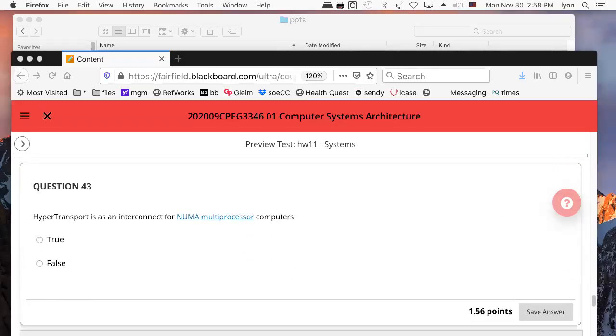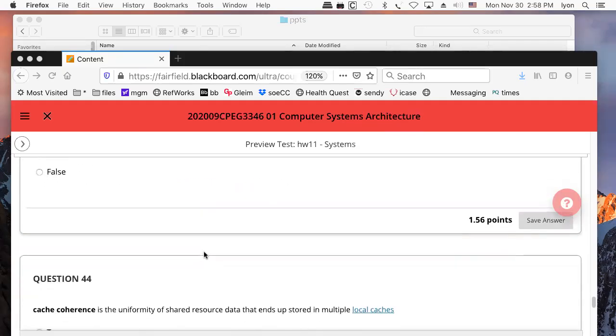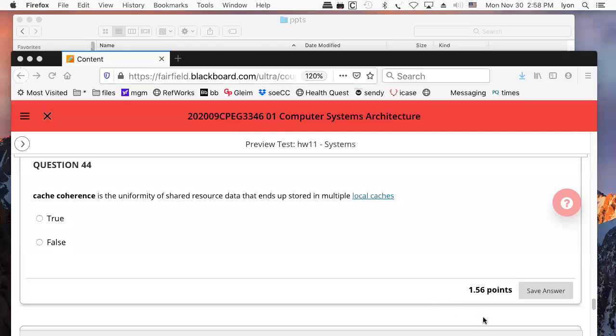And now we're back to this HyperTransport concept. We want to do non-uniform memory access with multiprocessors, and HyperTransport is a way to do that. It used to be called the front side bus. So now we've got this idea about cache coherence. It says here, cache coherence is the uniformity of shared resource data that ends up stored in multiple local caches.